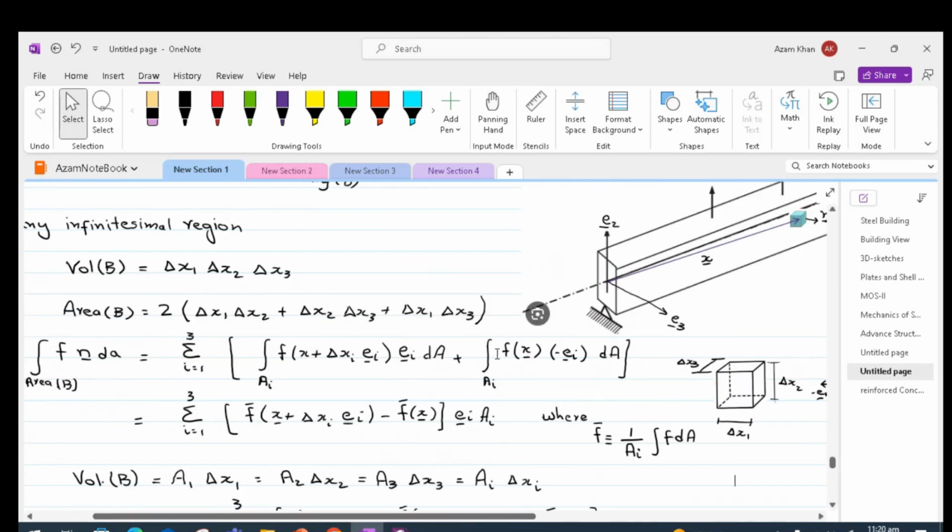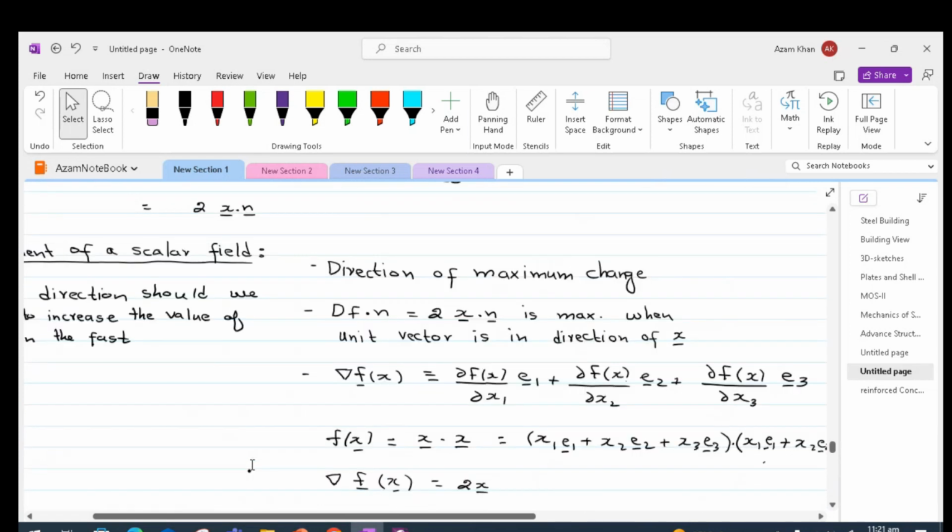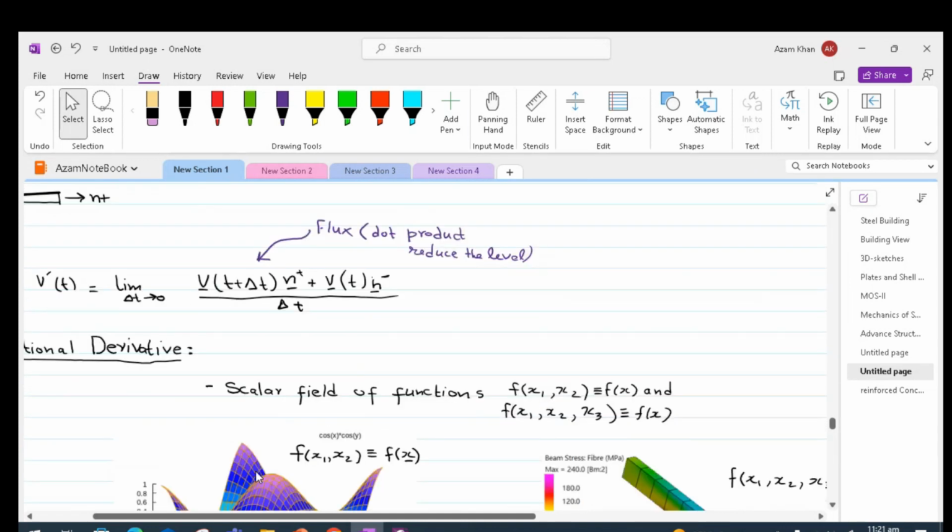Similarly, we add that with the function which is f of x. Now this is the previous step function. Multiply that with minus ei dA. So this is the step where we started from. That step has to be multiplied with the negative of the normal vector, and then this flux has to be multiplied with dA. So this second term is analogous to our single variable calculus, as that is the step where we started from, and that is multiplied with the normal vector, which is in the negative direction.